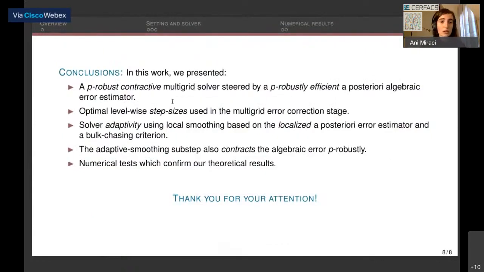To conclude, we presented a p-robust contractive multigrid solver, which is steered by an a posteriori algebraic error estimator. We've used optimal level-wise step sizes. The adaptivity we use is local smoothing based on our estimator and the bulk-chasing criterion. We can show that the adaptive smoothing substep contracts the algebraic error also p-robustly. And we have given some numerical tests to confirm our results.